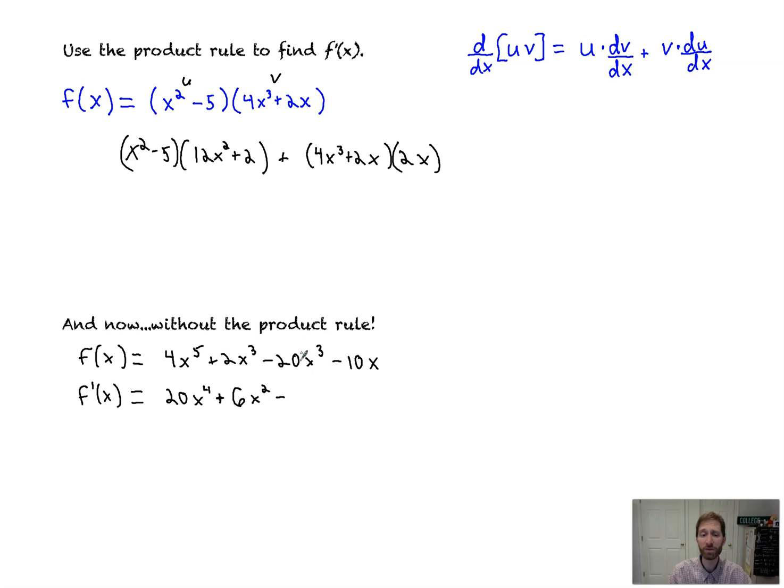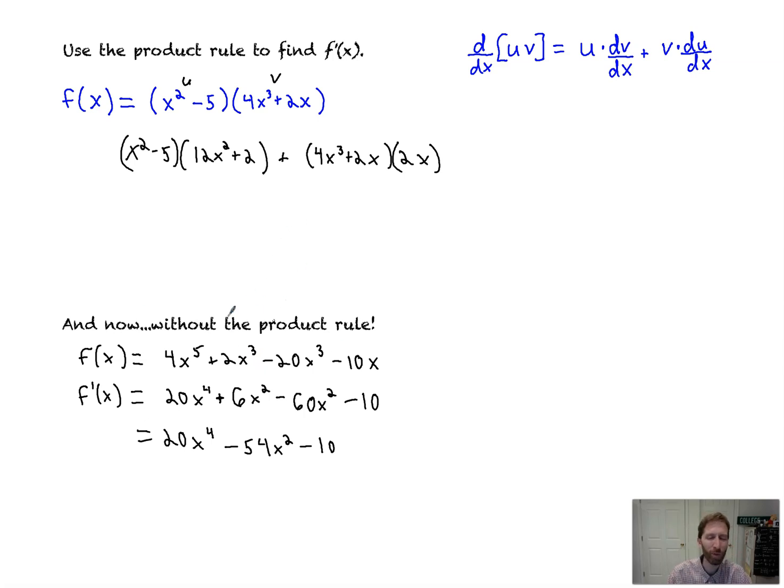I guess I could have combined those first. So that's going to be minus 60x squared minus 10. And then we can combine like terms: 20x to the 4th minus 54x squared minus 10. So that's doing it without using the product rule. Either way is fine. I'm going to go over later on in this lesson what I call the unnecessaries.